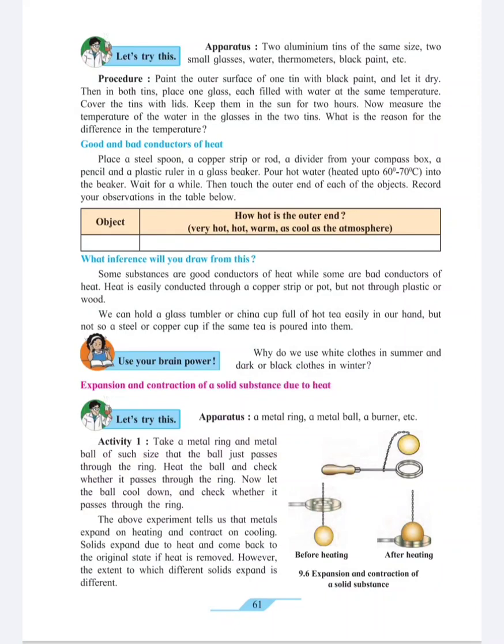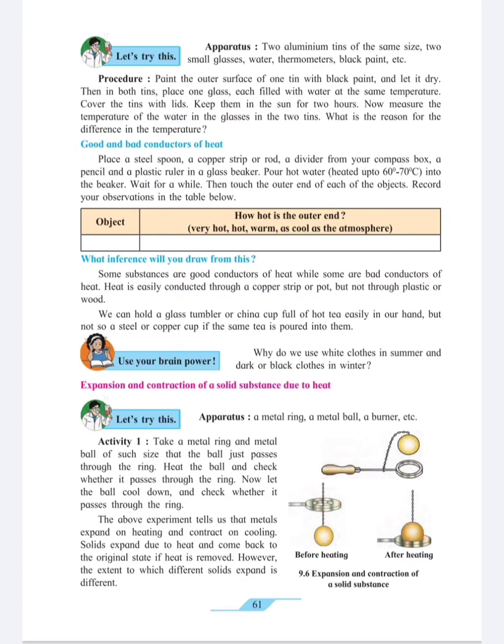Let's understand one more experiment on textbook page number 61. For this we require 2 aluminium tins of the same size, 2 small glasses, water, a thermometer, black paint, etc. What you have to do in this experiment? You color one aluminium tin with black paint, and the other aluminium tin should be kept as it is. You fill one glass of water in the black colored tin and another glass of water in the uncolored tin, keep them in the sunlight and place one thermometer in each tin.